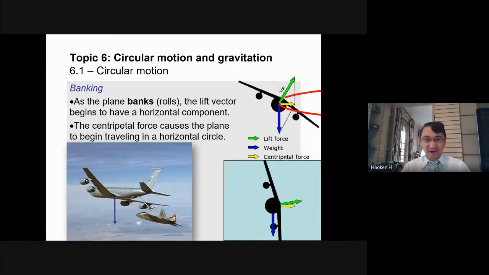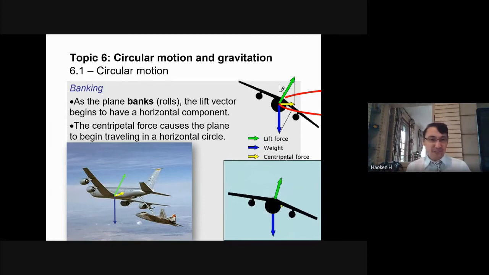That's the gravitational force, and that's the lift force. And the lift force has 2 components: vertical component and the horizontal component. And the yellow horizontal component actually acts as a centripetal force. So centripetal force is always provided by something. In this case, centripetal force comes from the horizontal component of the lift force.